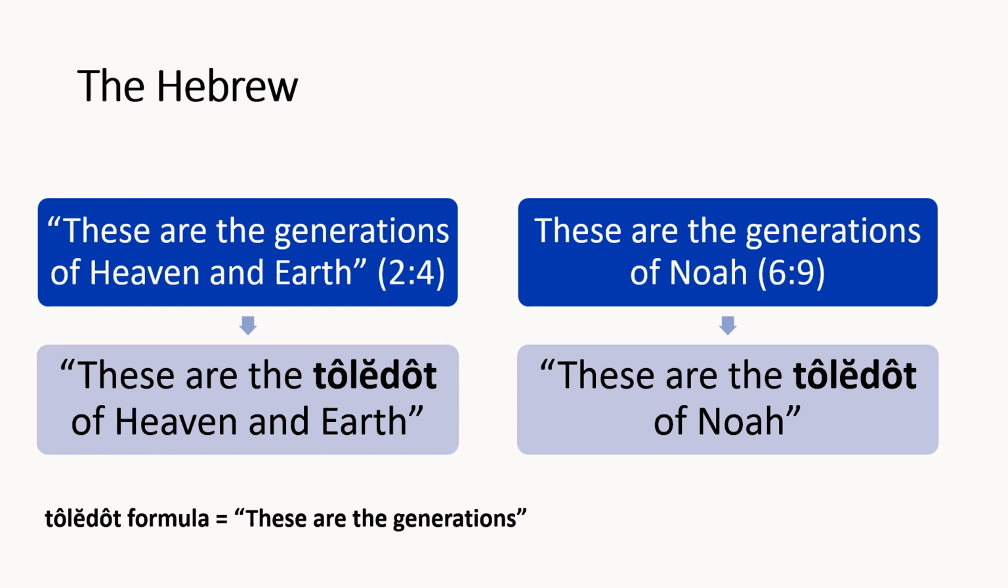So this means that this phrase, these are the generations, scholars or academics tend to call the Toledot formula. So whenever you see these are the generations, this is the Toledot formula. So these are the generations of heaven and earth, this is the Toledot formula, or the Toledot of the heavens and earth. And when we read these are the generations of Noah, this is the Toledot formula, or the Toledot of Noah.